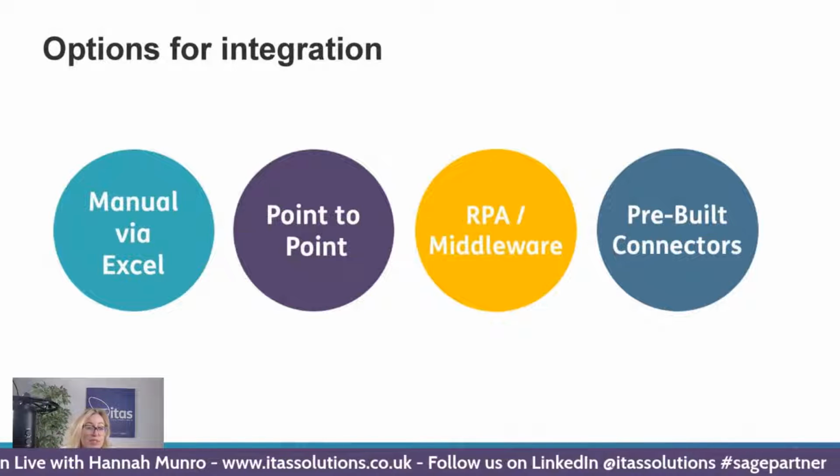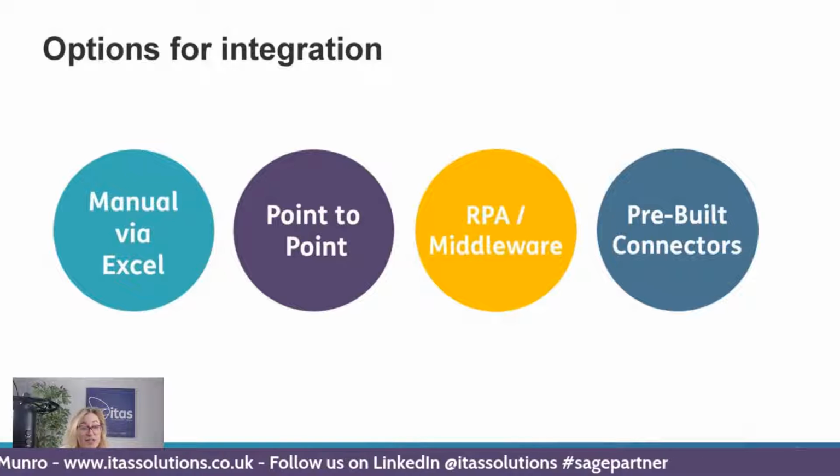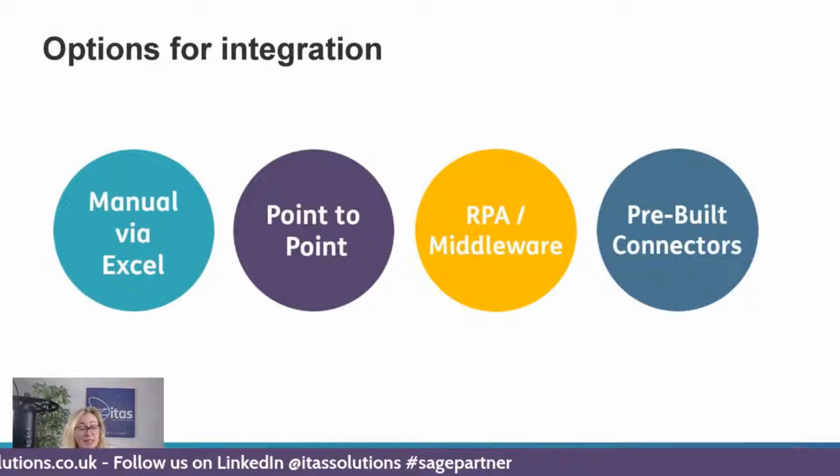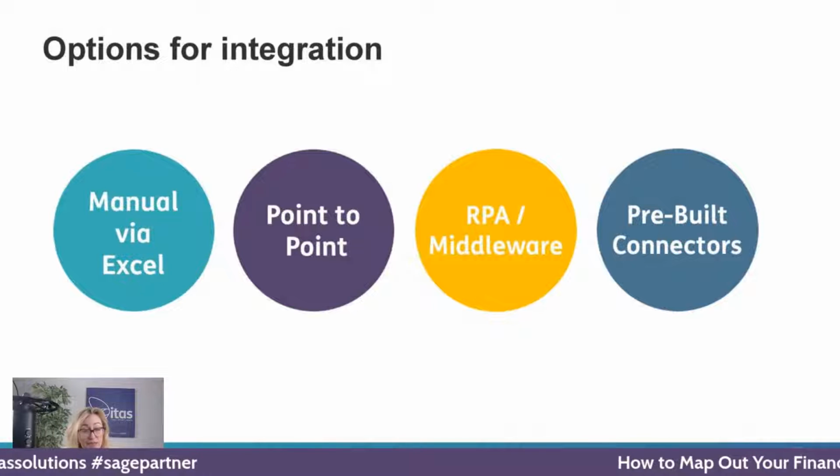The second option is point-to-point API style integration. That is where you get two APIs and they share data across in either batch or real time without any manual intervention, without anything sitting in the middle.